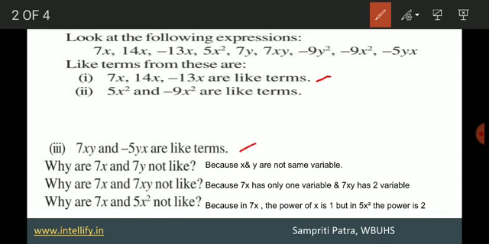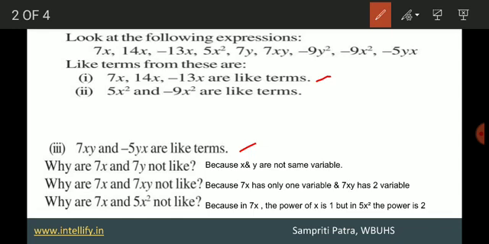Why are these like terms? Because xy and yx are the same variables. That means xy and yx are the same, so these are like terms.